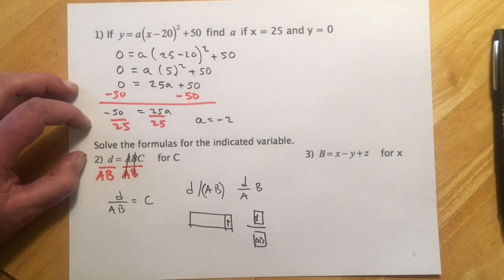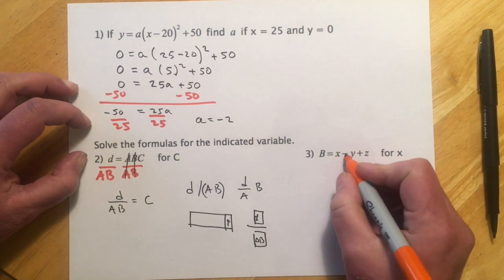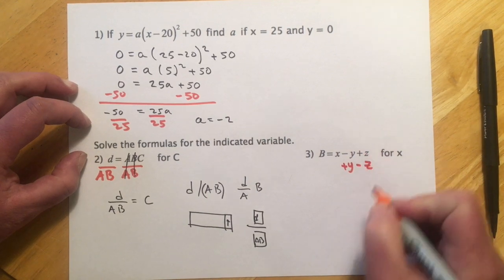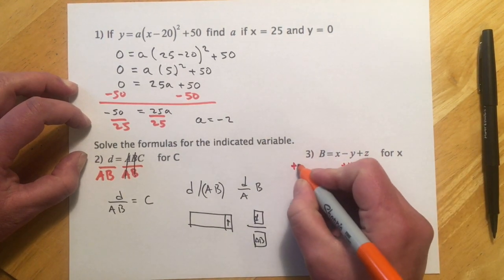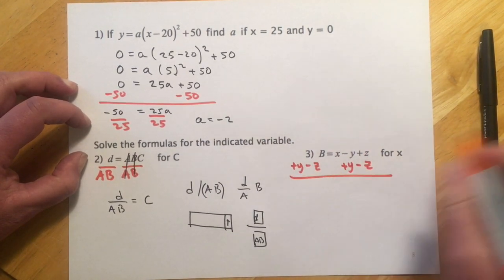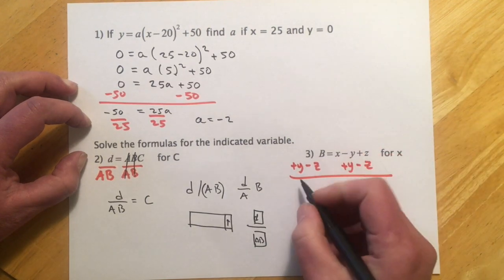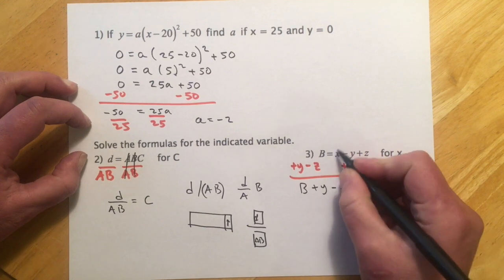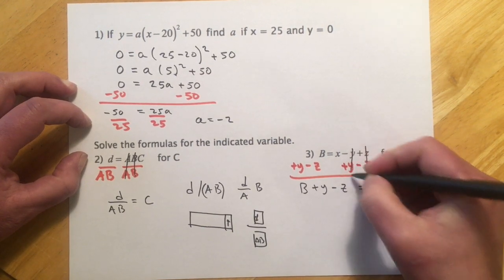For number 3, we're trying to get x by itself, and so I have a minus y, so I'll undo that with a plus, and a plus z, so I'll undo that with a minus. So plus y minus z, and then we get b plus y minus z equals that x all by itself, because those canceled.